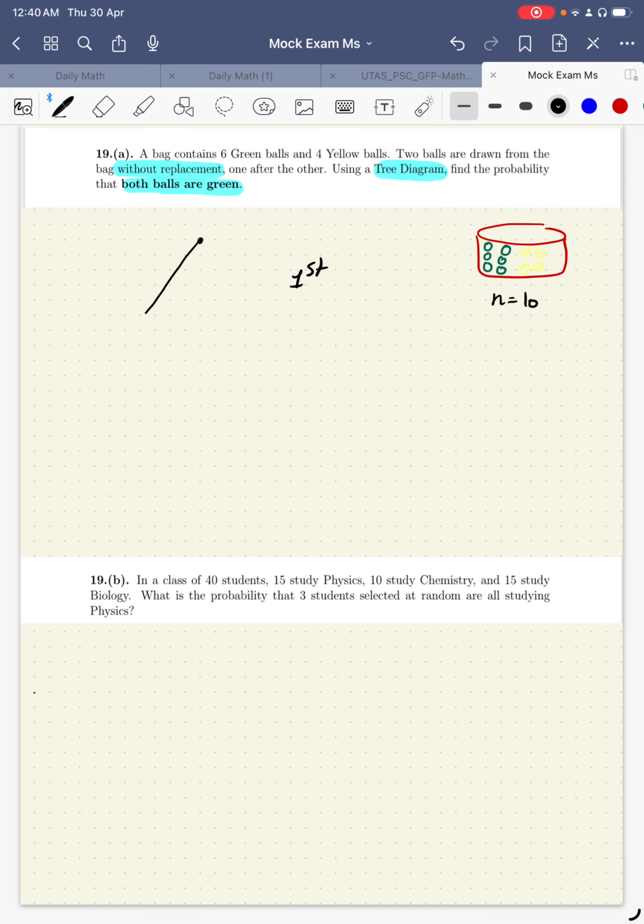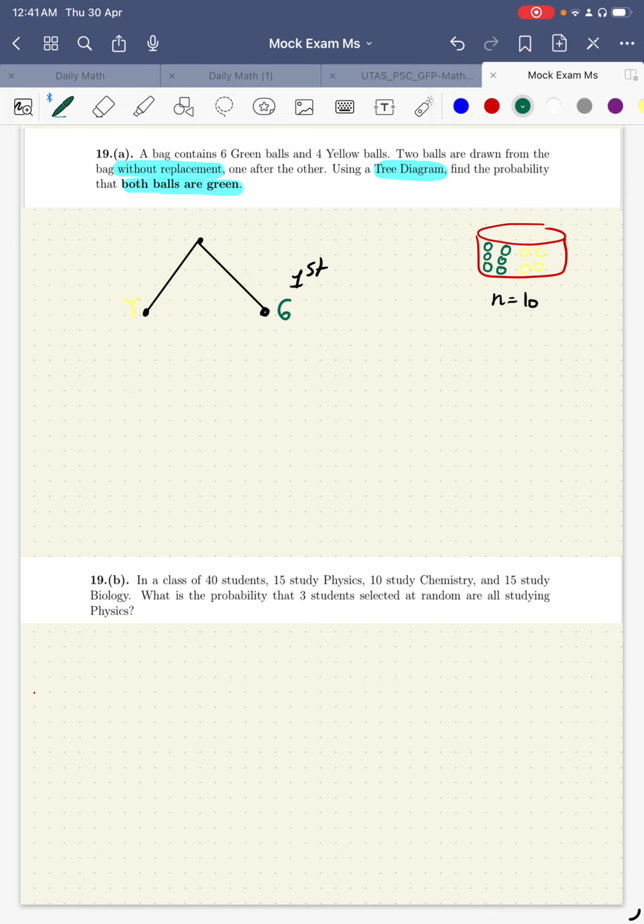So I'm going to divide the first action into two parts like that. The first part I'm going to call if I get green. الاحتمال لو إنه يطلع لي كورة خضراء. الاحتمال الثاني I'm going to call it yellow. Okay.